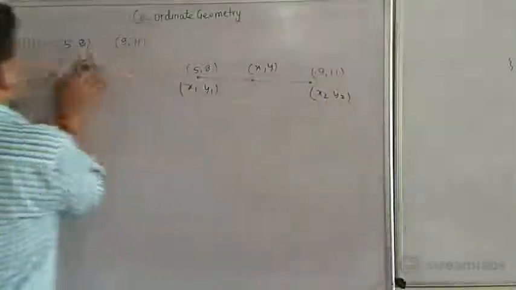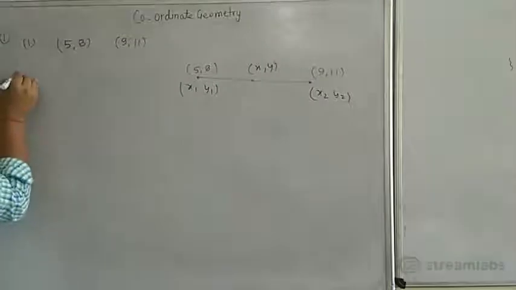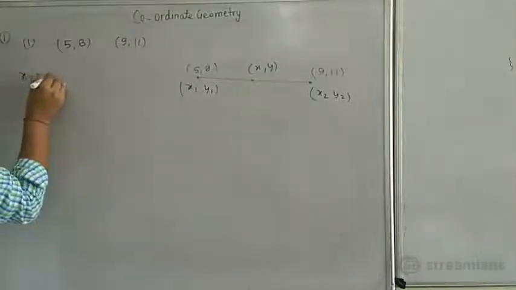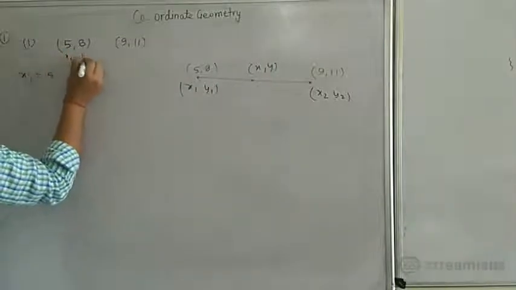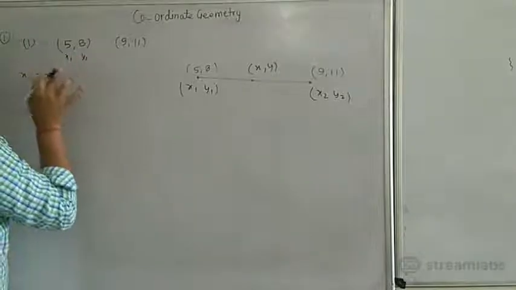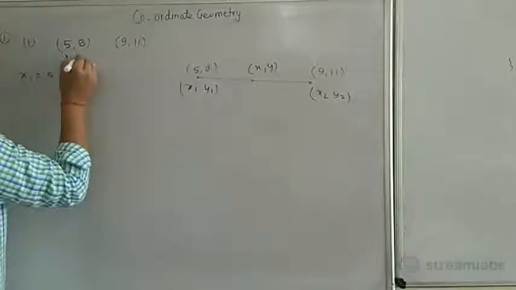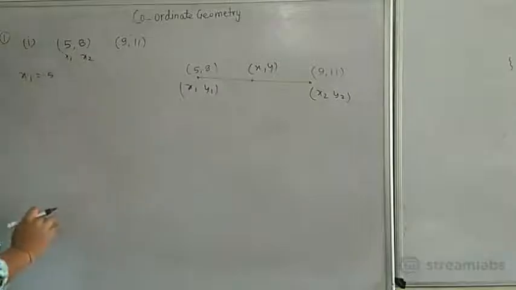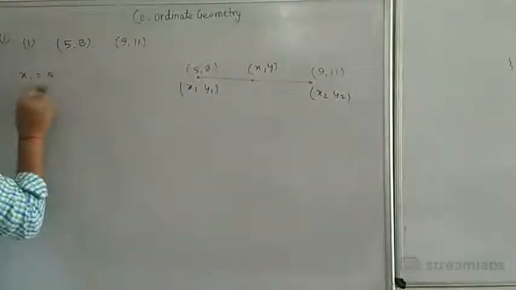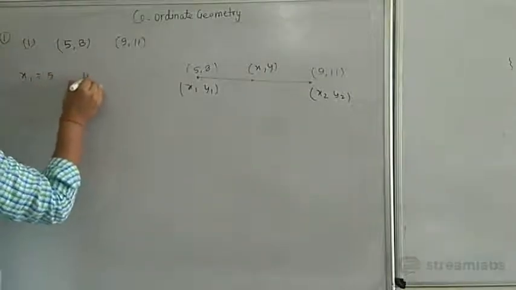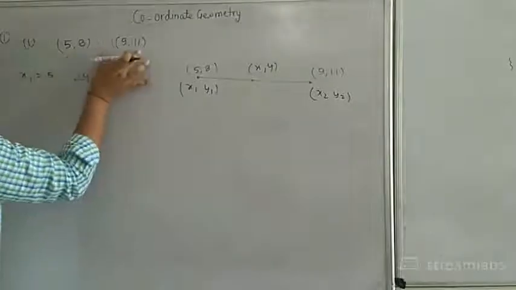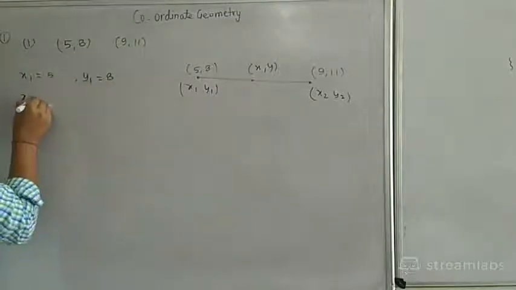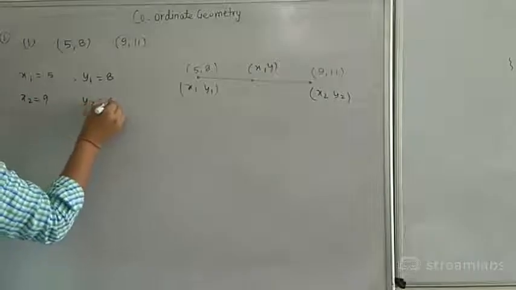So here we can write x1 is equal to 5. This is x1, this is y1. Sometimes students make a mistake and write x1 x2 here, but this is wrong. x1 is 5, y1 is equal to 8 here. Now x2, y2. So x2 is equal to 9 and y2 is equal to 11.